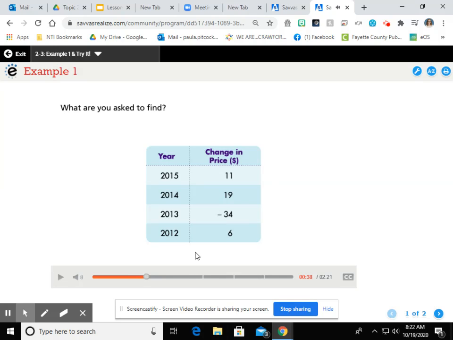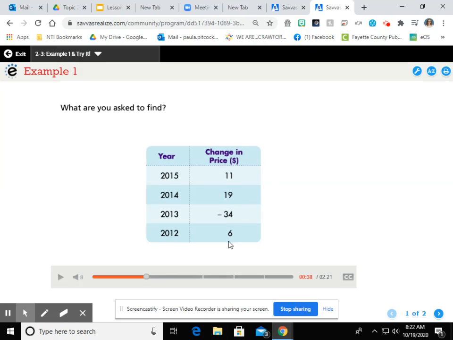Okay, so let's talk about this problem right now. So these are showing different years in the change in stock prices. So in 2015, the price went up $11. In 2014, the price went up $19. But in 2013, since this is negative, the price dropped. It went down $34. And then in 2012, it went up $6.